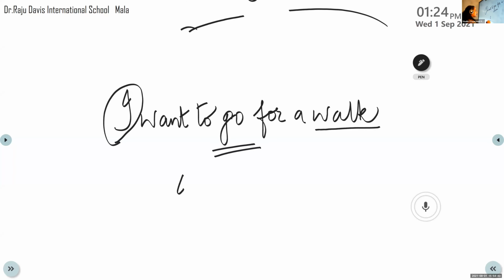So if you put I go, or if you just put I walk also, actually I is not required here. Just say go walk, which means you want to go for a walk. Okay, this is the meaning of the sentence, but the sentence is not complete. That's why you will add your structure words. I want to go for a walk.